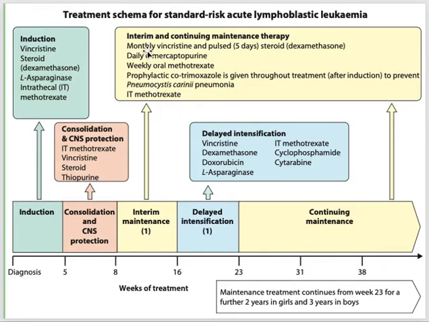We maintain the therapy with monthly vincristine and pulsed steroids, daily 6-mercaptopurine, weekly oral methotrexate, and prophylactic co-trimoxazole to prevent infections. And then there's the delayed intensification stage, using a different combination of drugs, and the last one is the maintenance phase. So simply, this is the treatment: we give CHOP therapy or different groups of the drugs which are available to control this condition.